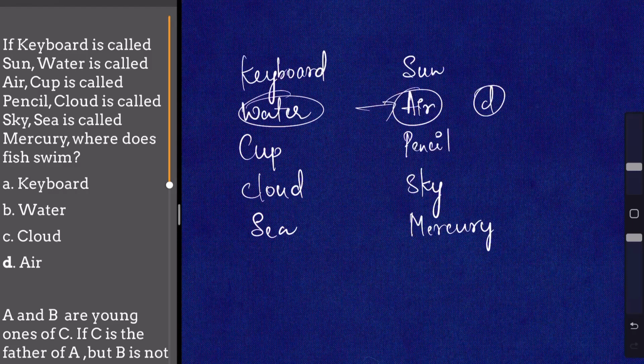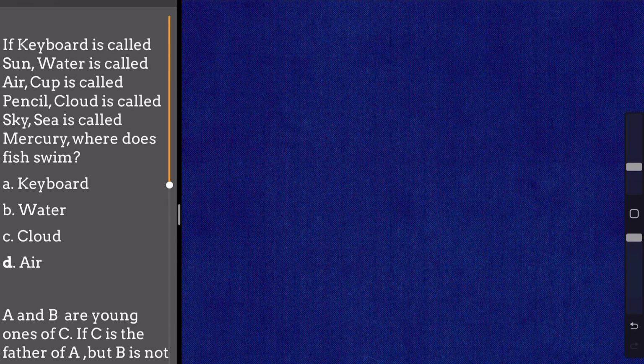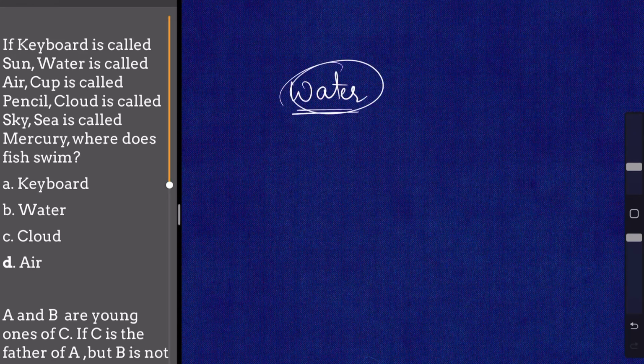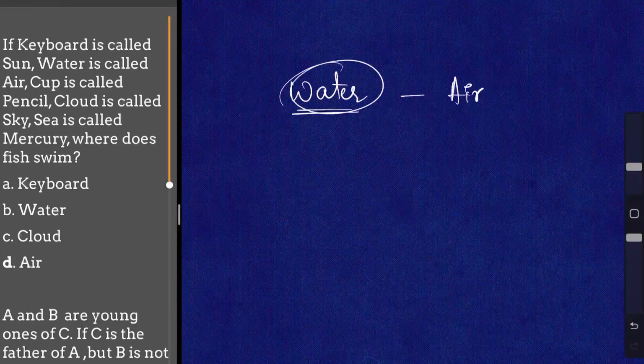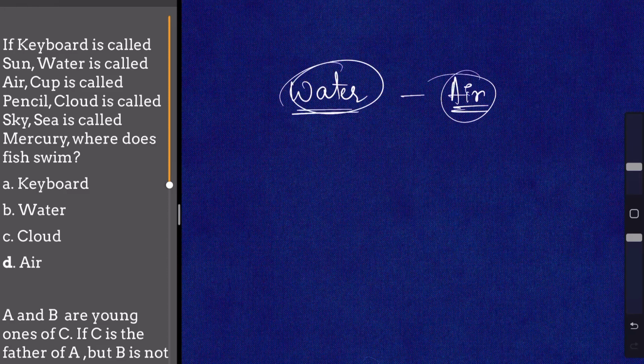In fact, the best way to avoid wastage of time in these type of questions would be to read the question completely, which I did not do here. If I have to read the question from start to finish, it would be like this: if keyboard is called sun, water is called so-and-so, so-and-so, so-and-so, where does the fish swim? Immediately we know fish can only swim in water, and only check the coded word for water, which would be available in the first 4 or 5 words itself, which is nothing but air. So therefore, we can easily select option D straight away.